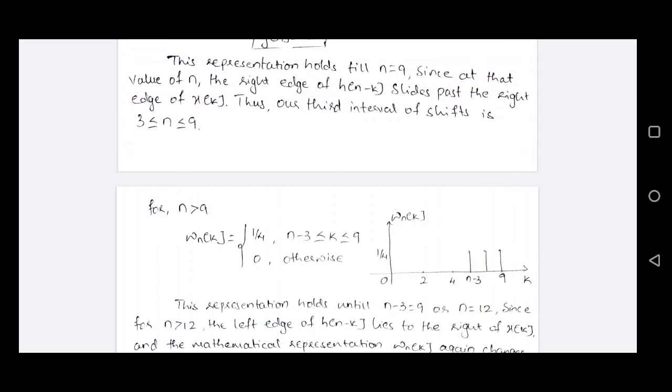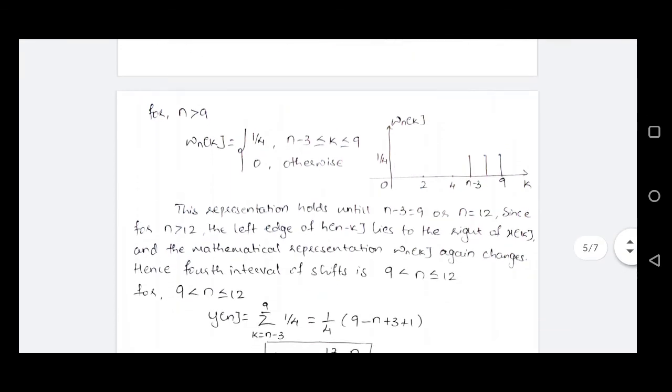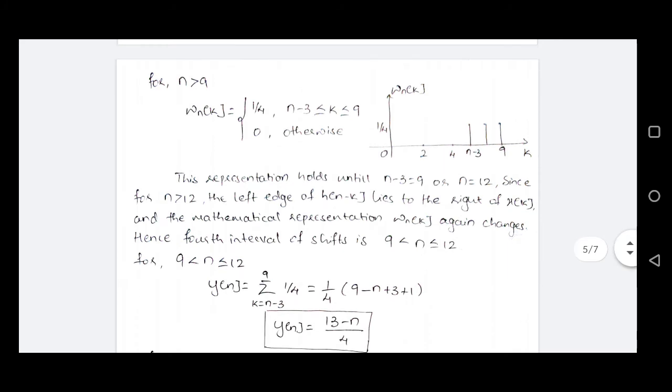And this representation holds good until n minus 3 is equal to 9. That is, the left edge of the impulse response will be overlapped on the right edge. The last sample in the impulse response will be overlapped on the last sample of the input. When will it be? When n minus 3 equals 9, or if you simplify this, n will be equal to 12.